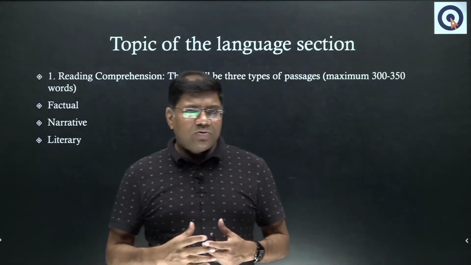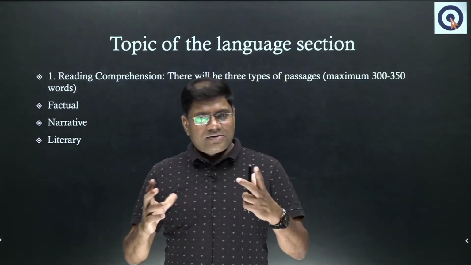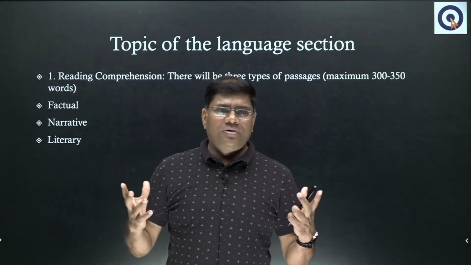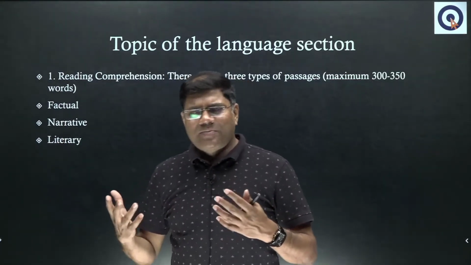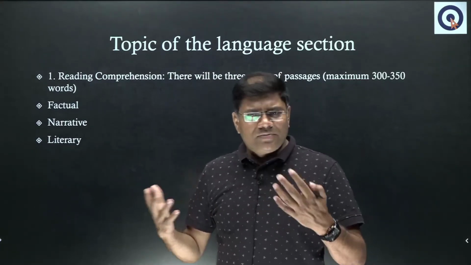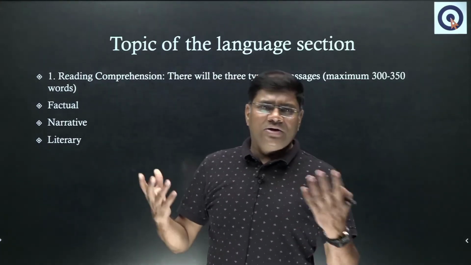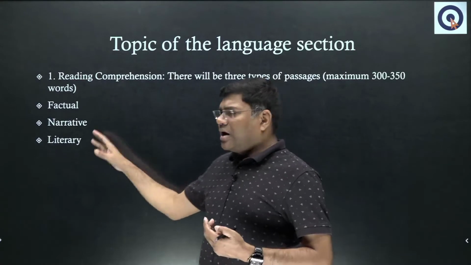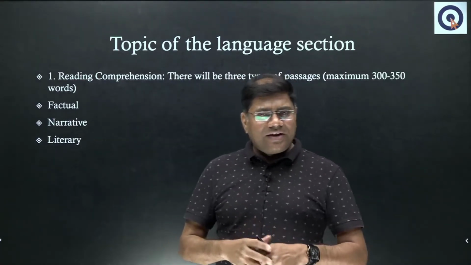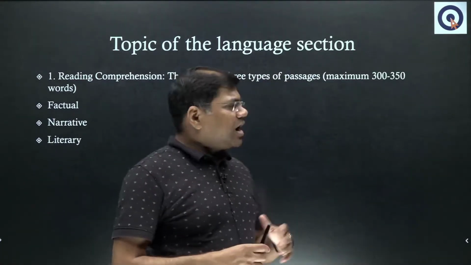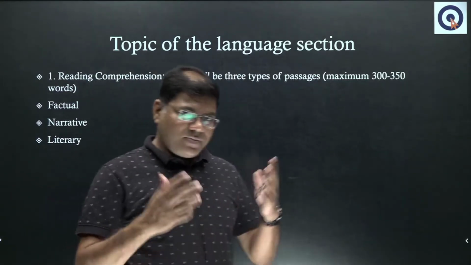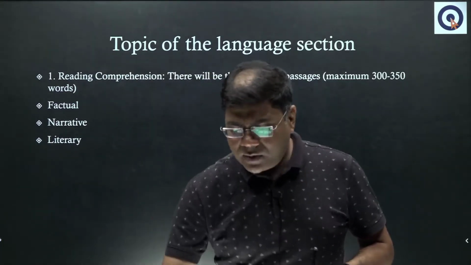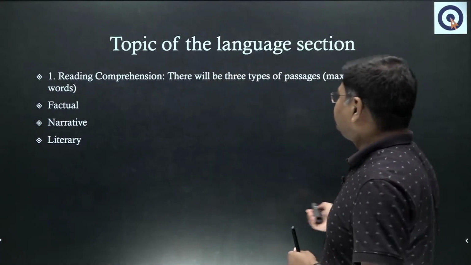Literary passages are those which, for example, poems can be also categorized in the literary category. But instead of poems, I think you can expect criticisms on literature, art, and all these things. Such passages will come in the category of literary passages. There might be some overlap, but these are the broad categories of passages that will come in the CUET exam as per their syllabus. Now let's look at some of the other things, right?